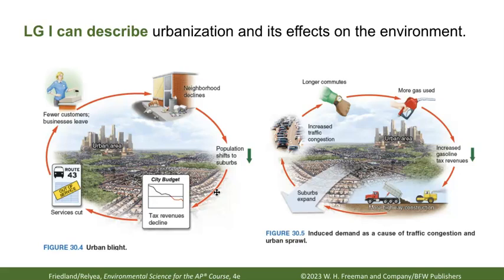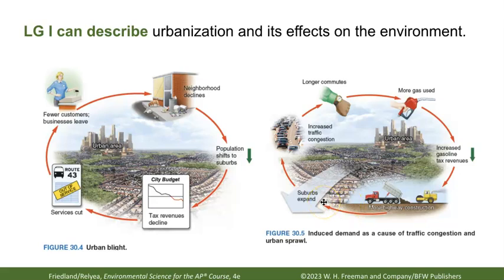So the city of LA is not getting the tax revenue, which means their budgets decline, which means they cut more services, which means that businesses leave, which means the neighborhood declines. And if the neighborhood declines, then more people are going to move to the suburbs, which means less tax revenue, which means more services are cut, etc. This is a positive feedback loop, and it's called urban blight.